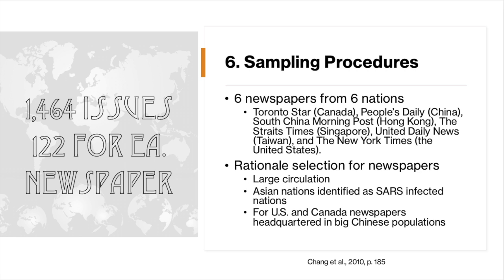Asian nations identified had to be SARS-infected nations. And then for the United States and Canada, the newspapers had to be headquartered in areas with big Chinese populations. And with that, they ended up finding 1,464 issues, and 122 were covered in each newspaper.